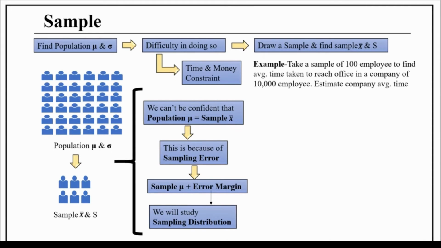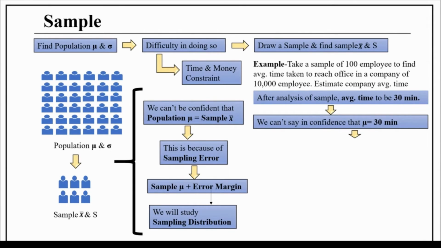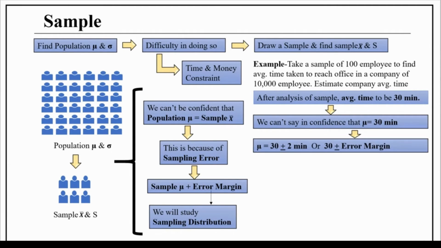Here the question states: take a sample of 100 employees to find the average time taken to reach the office in a company of 10,000 employees, and estimate the company average time. After analysis, we found that the sample mean is 30 minutes, but we are not confident that the company average time is 30 minutes. Company average time is equal to 30 minutes plus or minus a margin of error, which can be 2 minutes or 3 minutes. So to determine the margin of error, we need to study the sampling distribution.